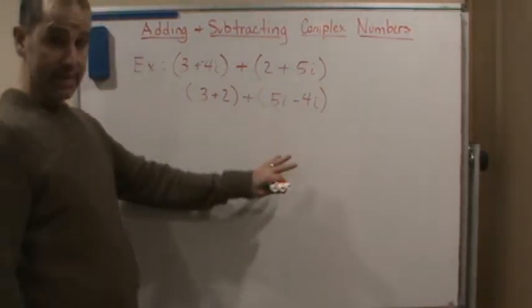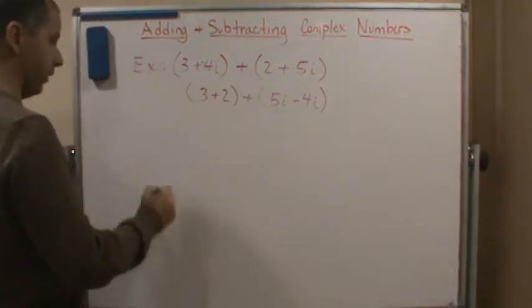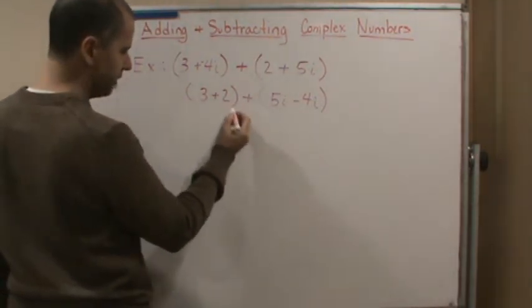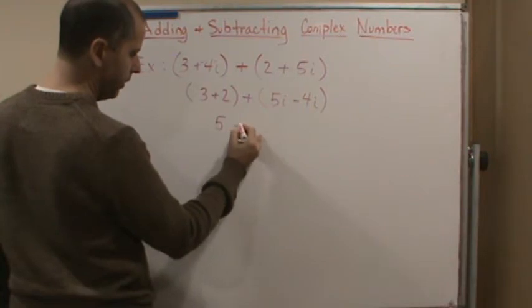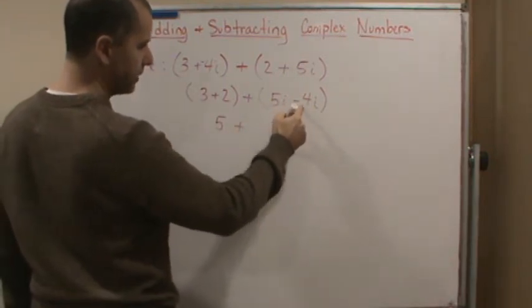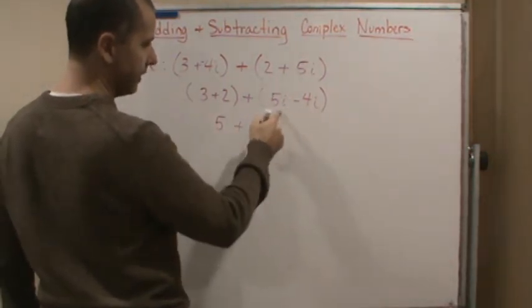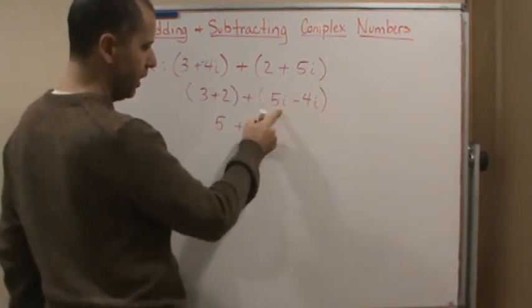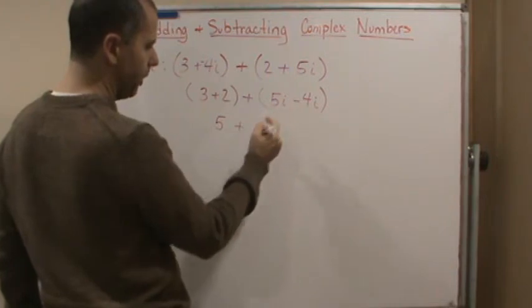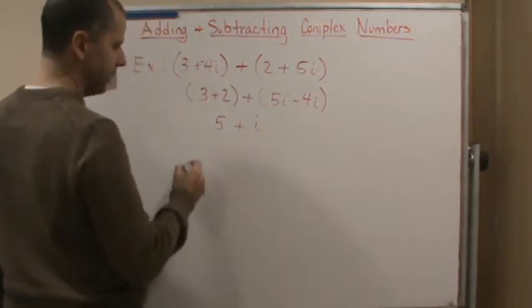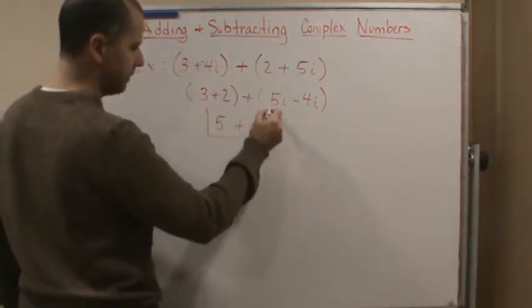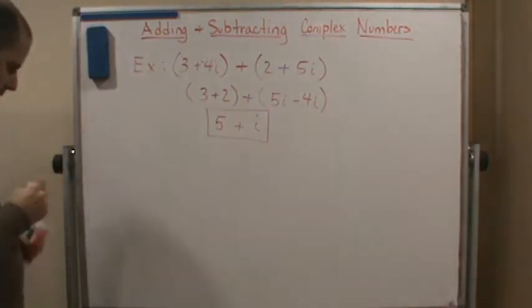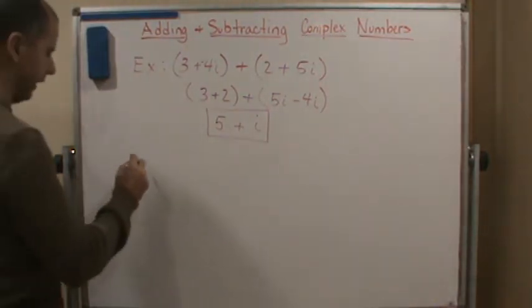Now we can simplify this even further. This is going to give me 5 plus 5i minus 4i. Well, these are like terms. So if I have 5i minus 4i, that's just going to give me i. And so my final answer, completely simplified in standard form, is 5 plus i. And that's the answer.